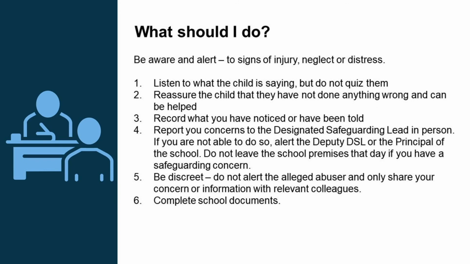Report your concerns to the designated safeguarding lead in person. If you are not able to do so, alert the deputy DSL or the principal of the school. Do not leave the school premises that day if you have a safeguarding concern. Be discreet. Do not alert the alleged abuser and only share the concern or information with relevant colleagues. Complete school documents.